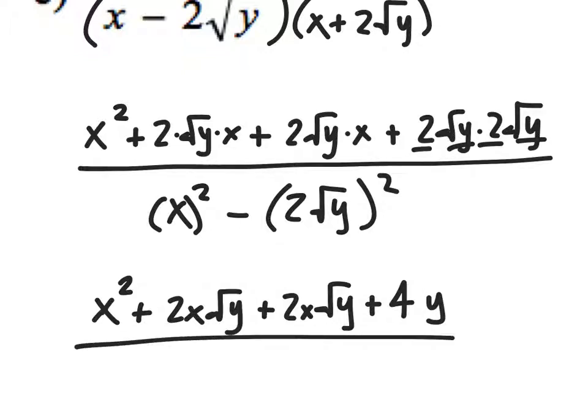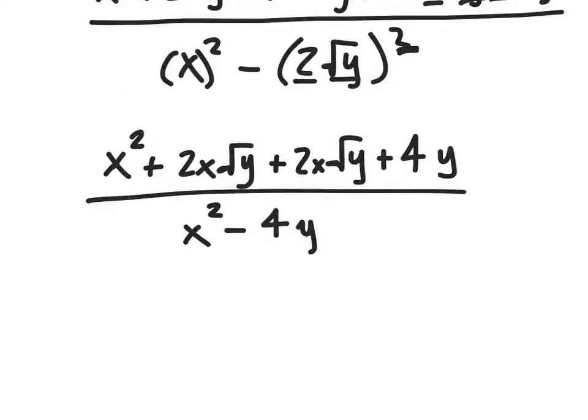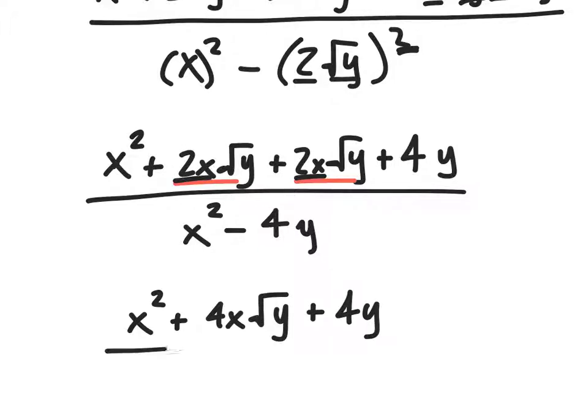And then down below I've got x squared minus 2 squared gives me 4. Square root of y squared just gives me y. And that's it. Now we can simplify the top and combine these like terms here and here. But look what we get. I'm going to get x squared plus 2x plus 2x gives me 4x square root of y plus 4y, and this is all being divided by x squared minus 4y.